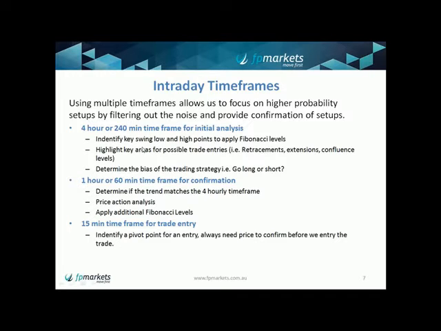So identifying the swing low and swing high points to apply the Fib levels. Highlight the key areas for possible trade entries. So we're looking at retracements, then applying the Fib retracements, highlighting the 50%, 61.8 or 78.6 retracements, whatever that may be, looking at possible confluence levels as well. And then this will give you a bias on whether you're looking to go long or short, so you're not caught in both directions.